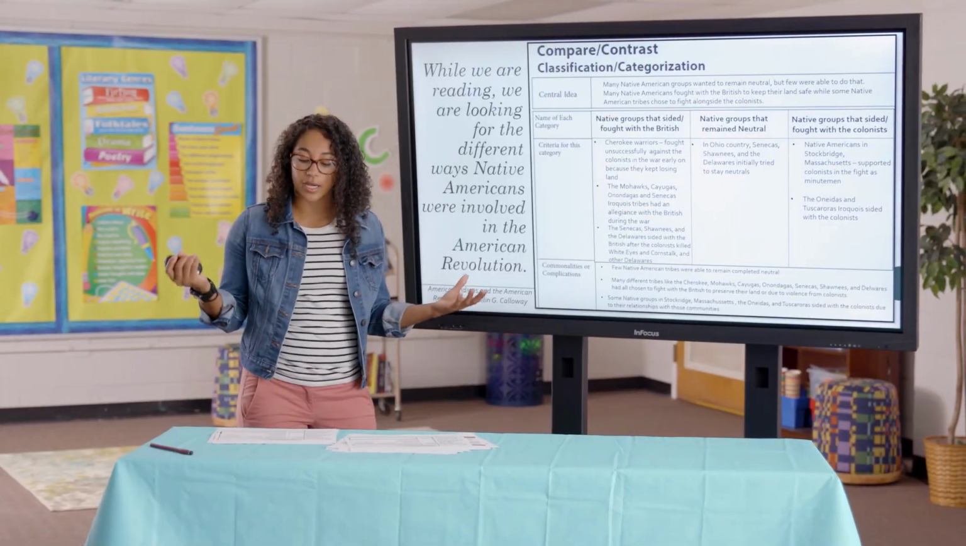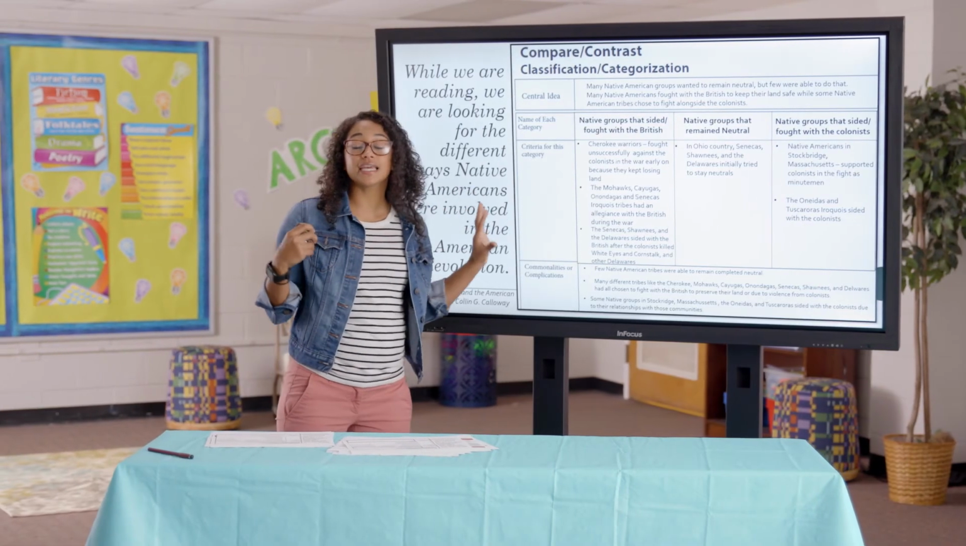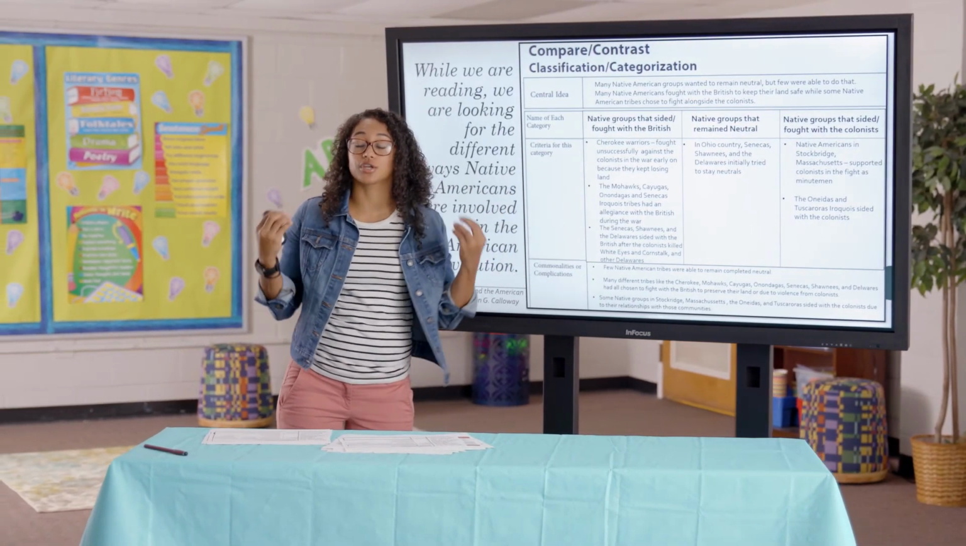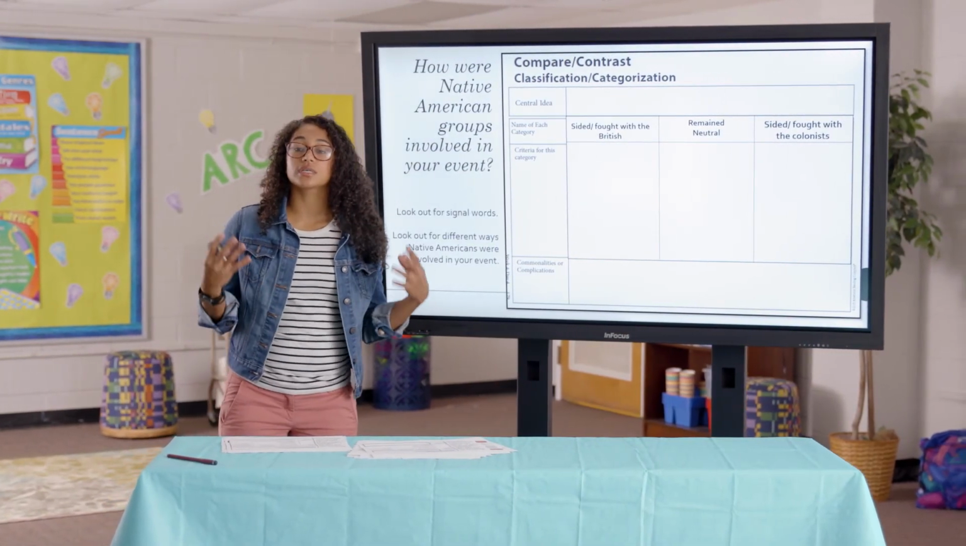And many Native Americans fought with the British to keep their land safe, and some did choose to side with the colonists. So completing this chart has helped us understand the different roles that different groups had in participating in the American Revolution. So now that I've walked you through this process, I want you to do the same thing.